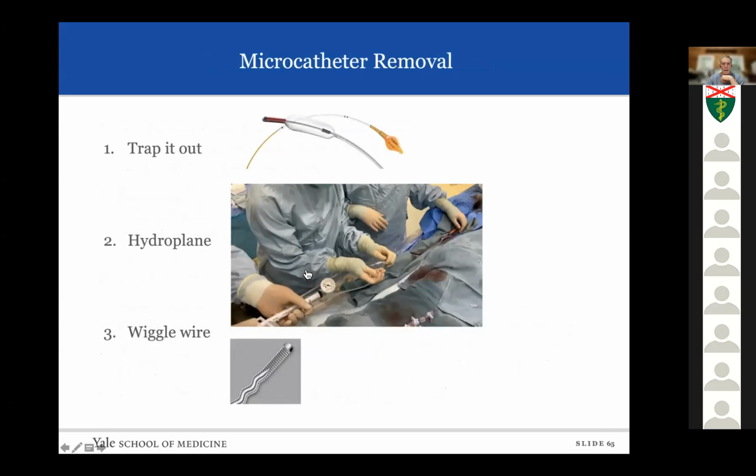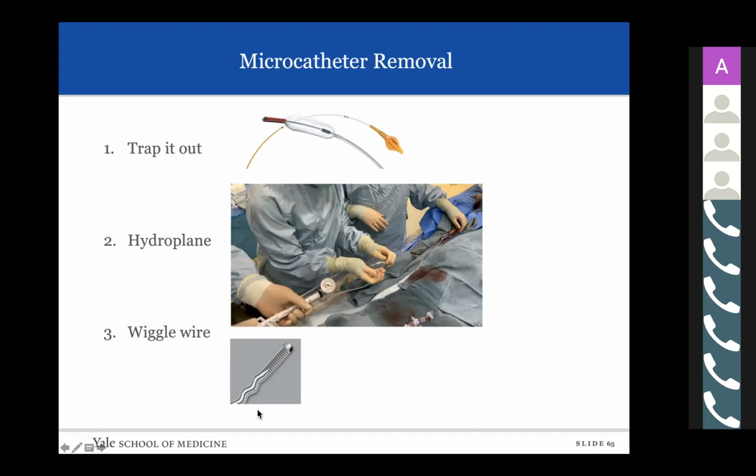Microcatheter removal is pretty simple. You can trap it out. You can hydroplane, which we've done in the lab. The other thing that's quite advantageous to the wiggle wire is you can just pull balloons off it slowly and carefully, and the wire will stay put.